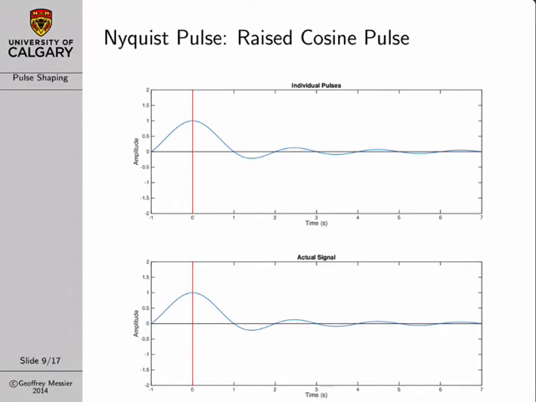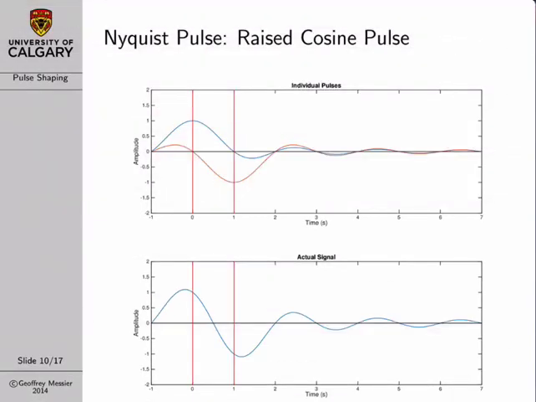And what I've shown here is the first pulse in that pulse train. So it has an amplitude of +1 at time 0. And you can see its standard Sinc pulse shape. It hits 0 at time 1, 0 at time 2, 0 at time 3, and so on.